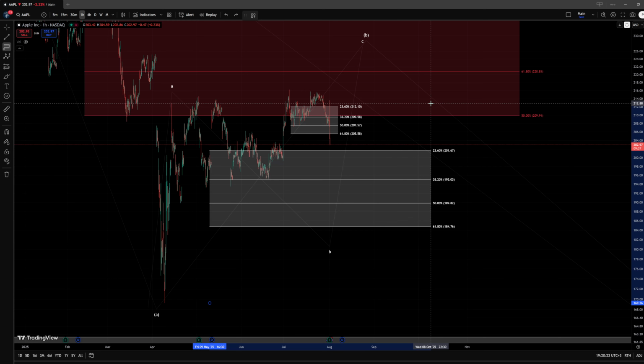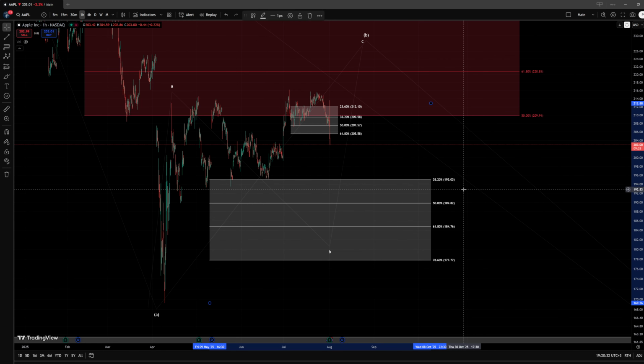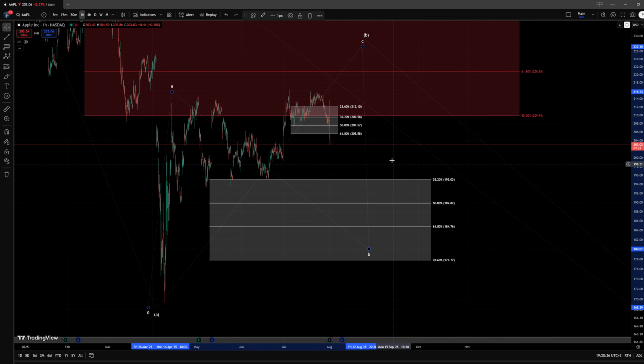But let's assume maybe it was this top, and the support zone would be between $195 down to around $177.8 for this B wave.